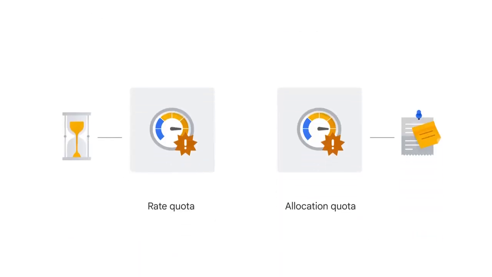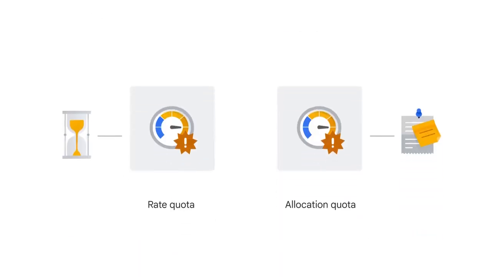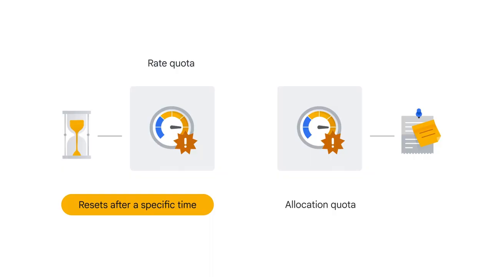There are two types of quotas, rate quotas and allocation quotas. Both are applied at the project level. Rate quotas reset after a specific time. For example, by default, the GKE service implements a quota of 3,000 calls to its API from each Google Cloud project every 100 seconds. After that 100 seconds, the limit is reset.